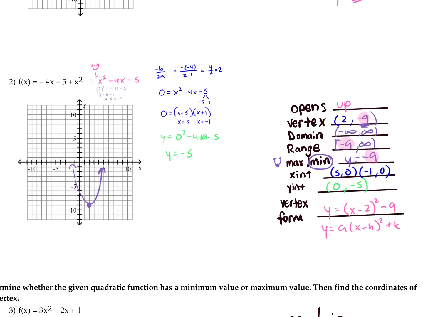And then we want to fix our graph a little bit. We can keep our vertex there, but let's plot our x and y intercepts. So my x-intercept is at 5, 0, and -1, 0. My y-intercept is at -5. So I can just connect these dots with my parabola. There's my graph.